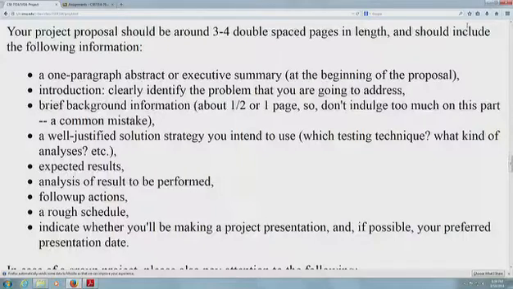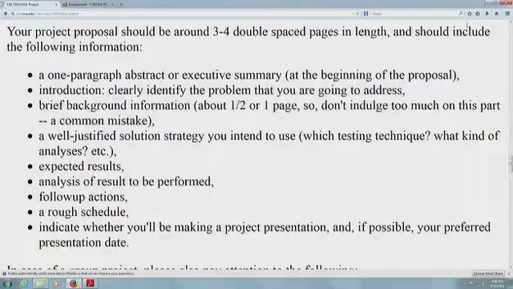Basically, it's a very high level summary of your whole project. It's not a summary of the software you're testing. It's a summary of what you will be doing for this project. One paragraph, 4 or 5 lines most likely, and if you need a couple more lines, that's okay. If you just need 1 line, that's probably not a good abstract. That's a title, more like a title than an abstract.